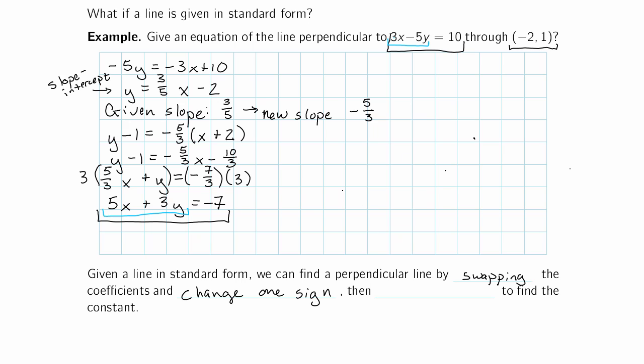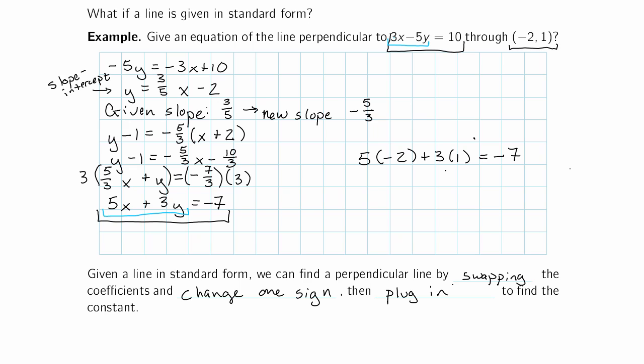How could we come up with the negative 7? Well, we want to have 5 times negative 2 plus 3 times 1 be solutions. That works out to negative 7. So to find the constant that it's equal to, plug in the point that you want to have work, and that'll tell you what constant we need to be equal to.